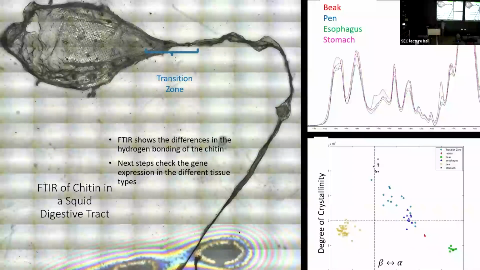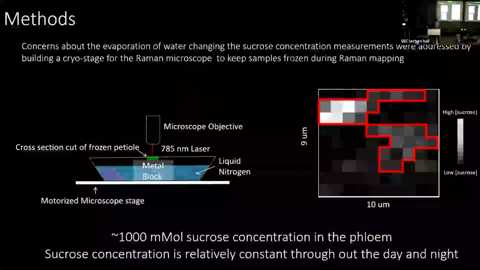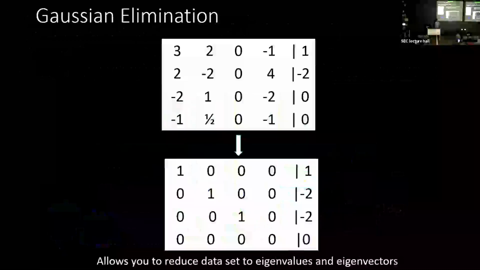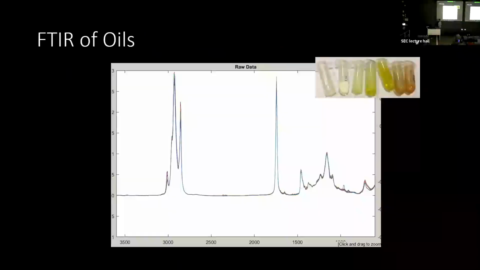Actually, let me jump forward. But the surface enhanced part is really just for detection limits. But when you're looking for changes in the chemistry, that's going to be changes in the peak positions. So here is an example of looking at FTIR of the different oils.